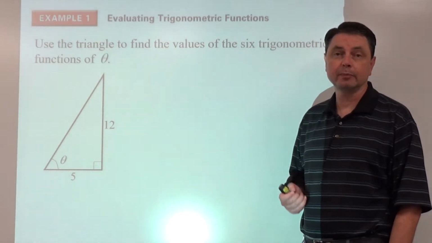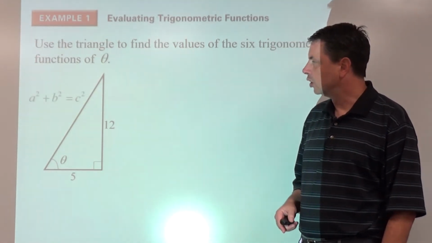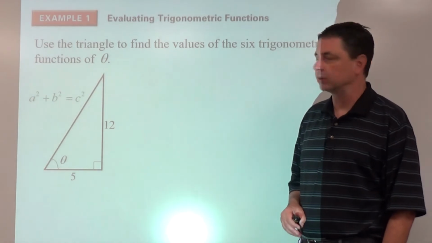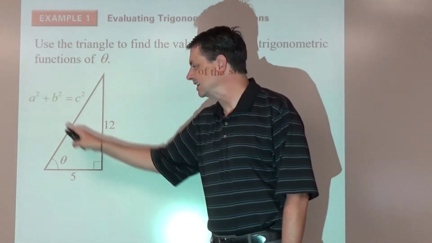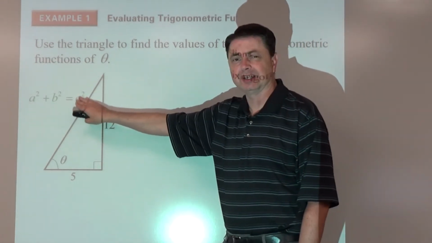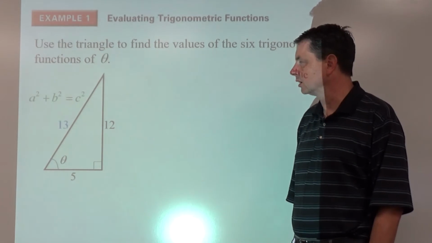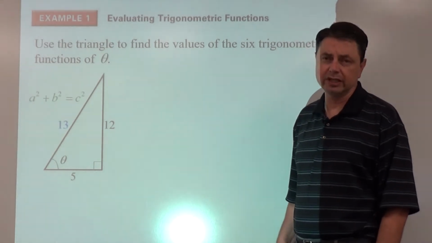And if you were thinking Pythagorean theorem, that would be correct. So because of a squared plus b squared equals c squared, and we are trying to find the side that's opposite of the right angle, trying to find the hypotenuse, which in this case would be the c. We're talking about 5 squared plus 12 squared equals c squared. We would come up with 13.